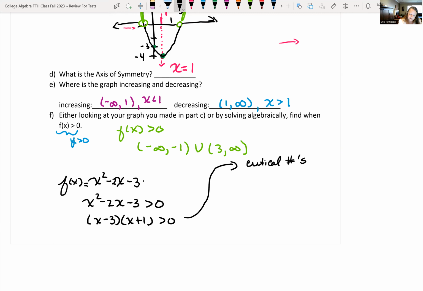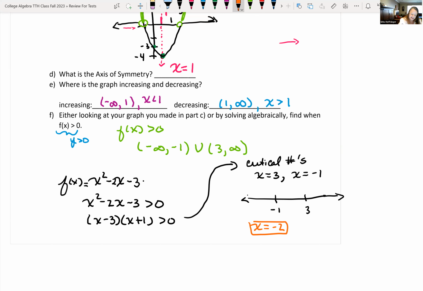Our critical numbers are when x minus 3 equals 0, so when x is 3, and when x plus 1 equals 0, so when x is -1. You place those critical numbers on the number line, and then we're testing intervals to see if we have them to be true or false. So test something to the left of -1. Let's say x equals -2. We want to plug that back into our function and see if that is negative or not.